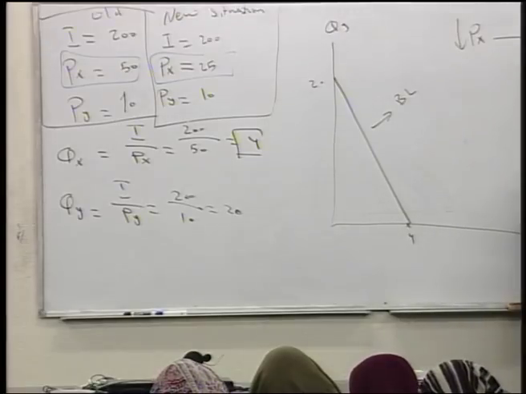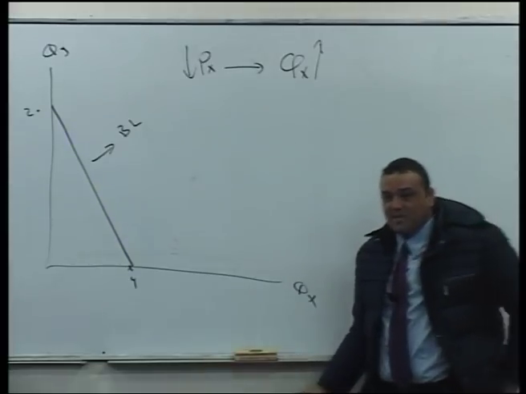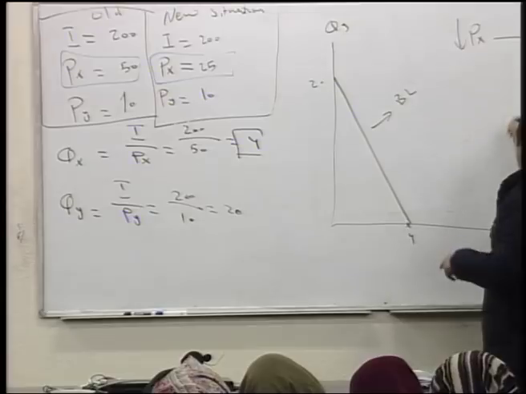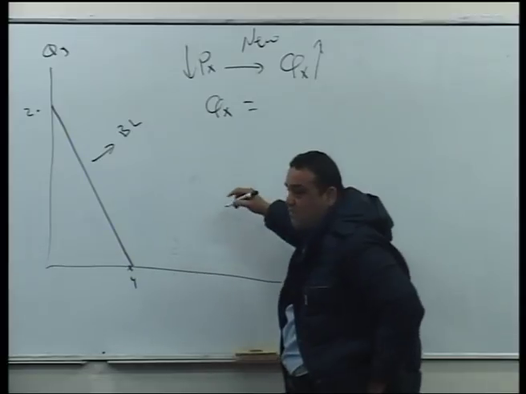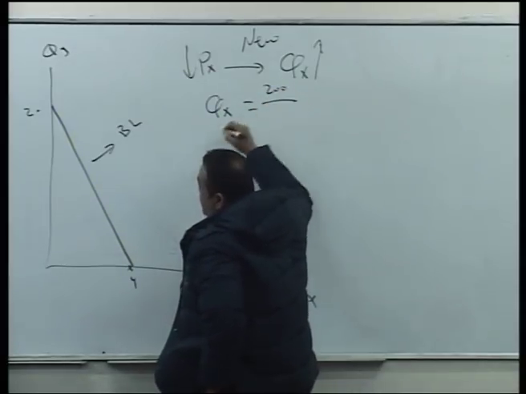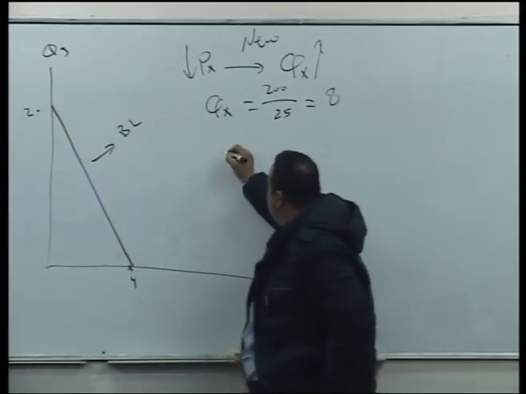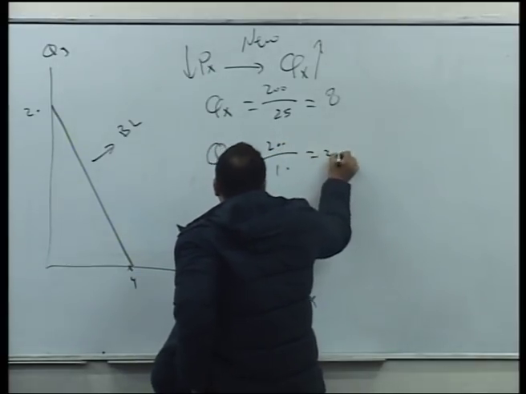As the price of X goes down, what will happen? The quantity consumed of X will go up, which means that we will be able to buy more of X. What about Y? Unchanged, because the price of Y remains constant, right? So here, the new quantity of X, here we are talking about the new situation. Quantity of X equals 200 over the price of X, 25, equals how much? 8. Quantity of Y, the new, equals 200 over 10 equals 20.